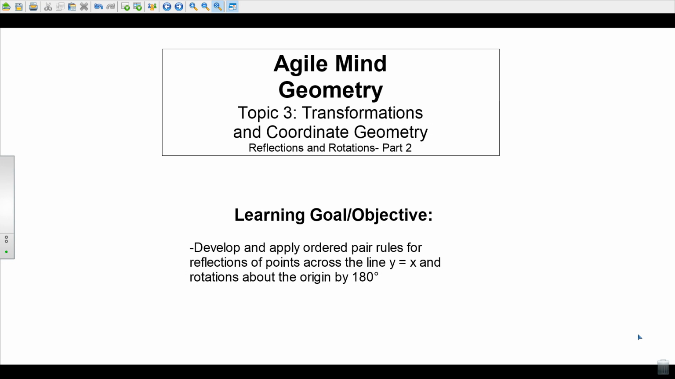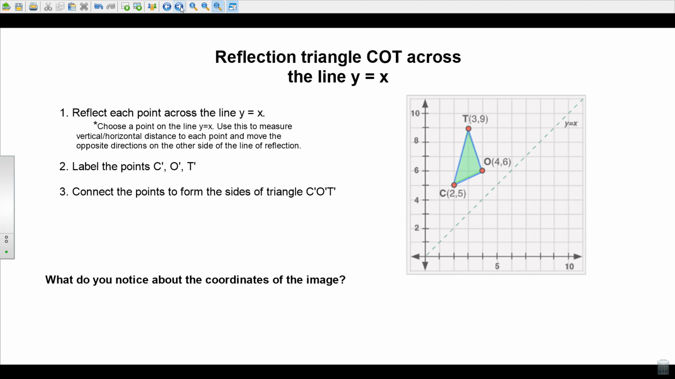This is part two. In the previous video, we discussed reflecting figures across the x and the y axis, and we looked into what happened to the coordinates of those, and we saw that sometimes the x stayed the same and the y changed sign, or vice versa. In this video, we're going to see what happens when we reflect points across the line y equals x. So let's jump right in. We're going to tie this to rotations as well.